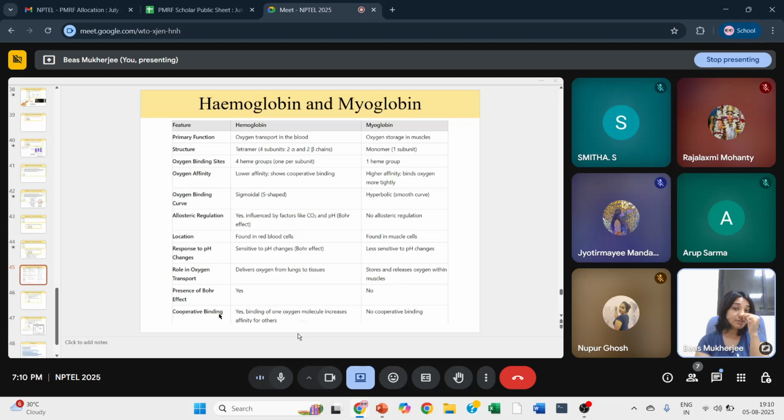Okay, and one more interesting thing is that hemoglobin is influenced by allosteric regulators such as carbon dioxide and pH level. Right, myoglobin is not influenced by allosteric regulation. That is why it has this hyperbolic curve, but hemoglobin has the sigmoidal curve.